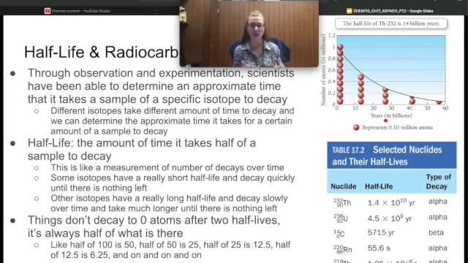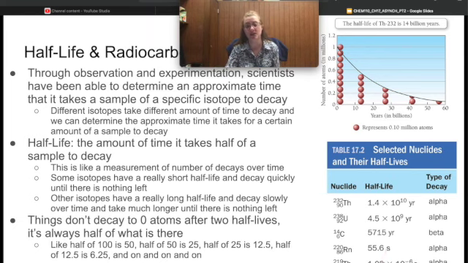So, we use this value called a half-life. So, a half-life is the amount of time it takes half of a sample to decay. So, this is like a measurement of the number of decays over time, and we choose to use the half-life because it's something that we can use a lot of the information from to determine kind of where things are going along those lines. So some isotopes have a really, really short half-life, and they decay really, really quickly. However, other isotopes have a really, really long half-life and decay slowly over time, and they take much more time to work their way through the whole sample.